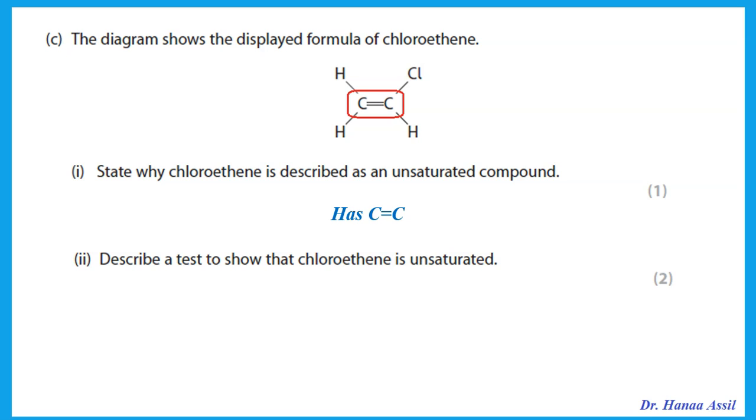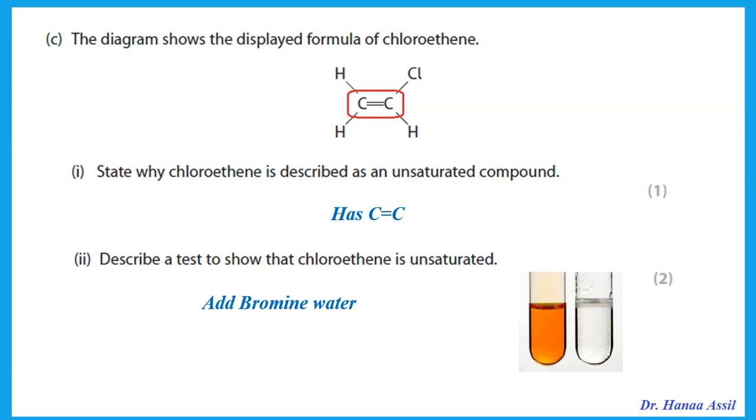Now describe a test to show that chloroethene is unsaturated. That means we need a test for alkenes. What was the test for alkenes or for unsaturation? We add bromine water. It turns from orange to colorless, or you could say reddish brown to colorless.